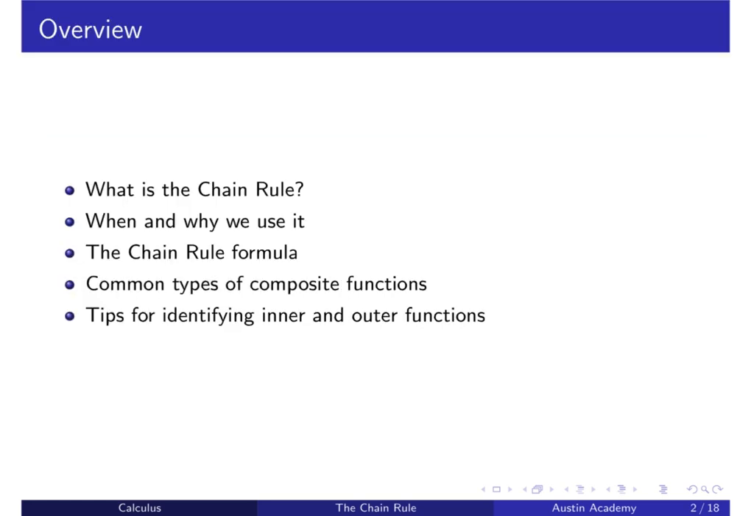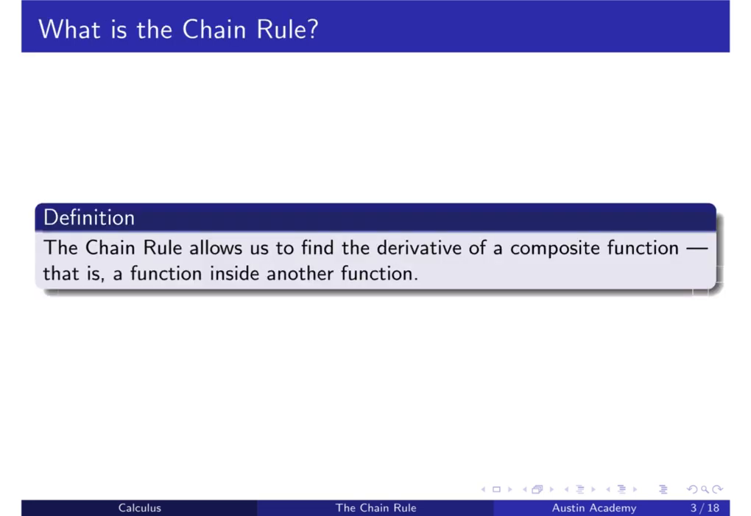Overview. In this episode, we'll cover what the chain rule is, when and why we use it, the formula behind it, common types of composite functions, and tips for identifying the inner and outer functions. What is the chain rule? The chain rule allows us to find the derivative of a composite function, that means, a function inside another function.